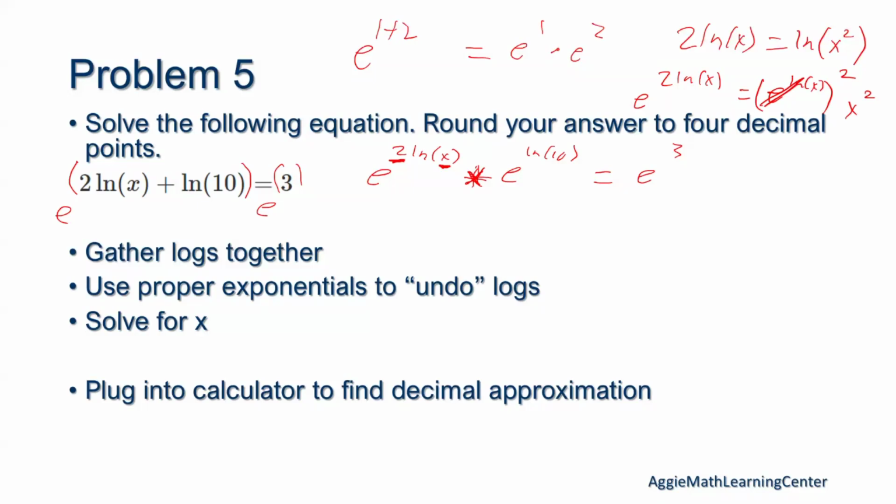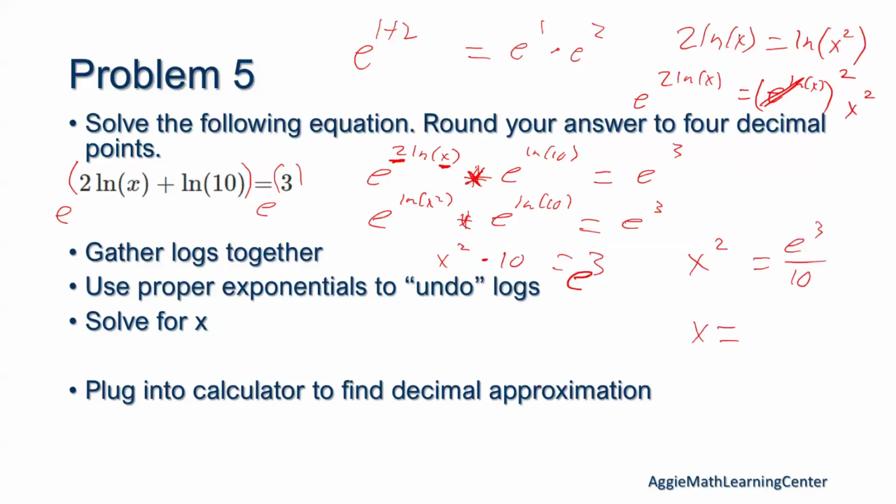So if I go back here, you have e to the ln x squared times e to the ln 10 e cubed. So this, once we simplify, you get x squared times 10 is e to the 3rd. Yep. 10x squared equals, sorry, not 3, but e to the 3rd. And then you can solve for x squared. So x squared equals e to the 3rd over 10.